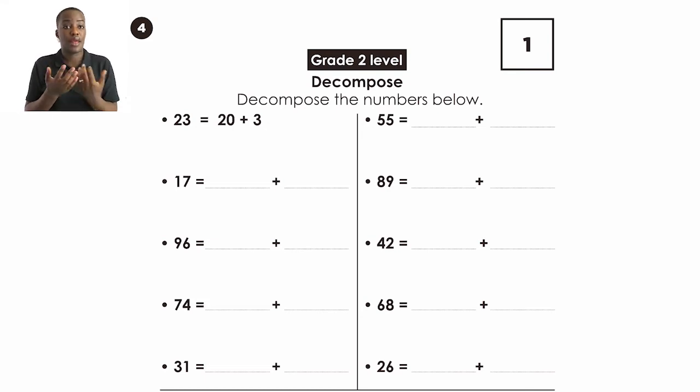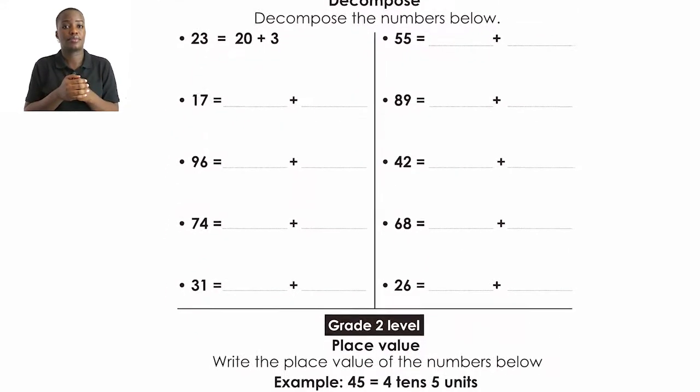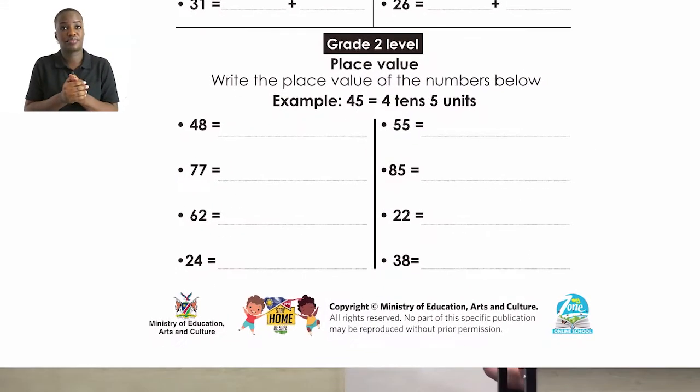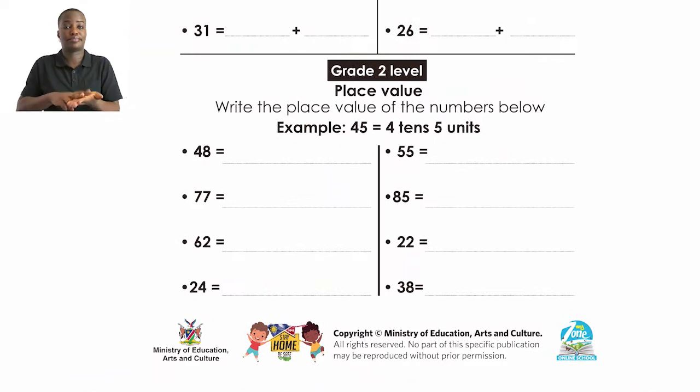Let's take a look at the second part of this exercise. Down below, we are now dealing with place value. Now I know you know place value from grade 1, and we're just going to explain it again. With place values, we are dealing with tens and units, where tens is the first digit and units is the second digit. Let's take a look at the board.